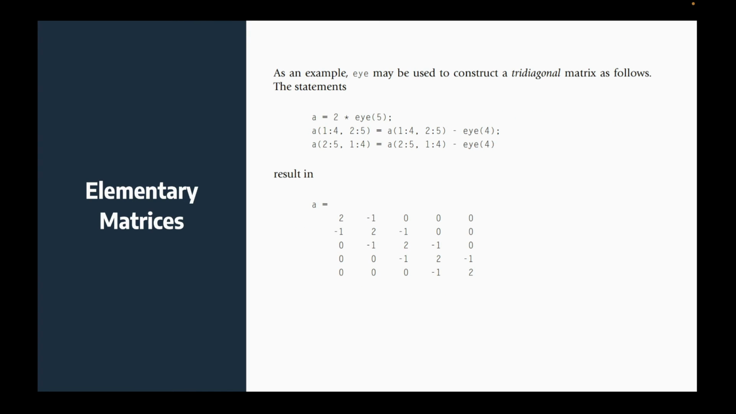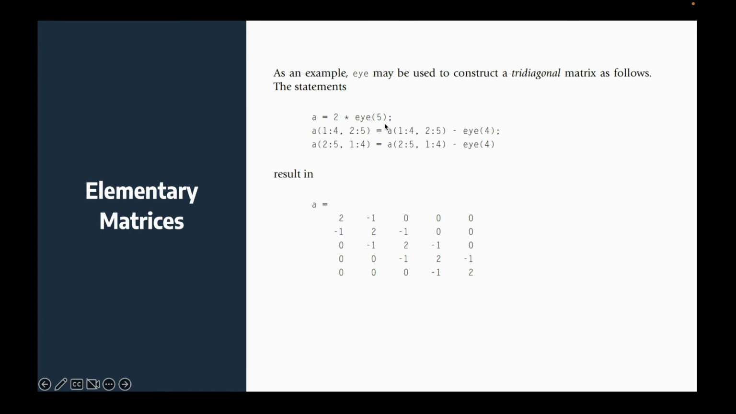Now let's have an example about this identity function that will construct a tridiagonal matrix using the statements here. A would equal 2 multiplied by I of 5, so 2 will be multiplied by the identity matrix of 5. Then you would say for A from 1 to 4, comma 2 to 5, that would equal A 1 to 4, 2 to 5 minus the identity of 4. And for A 2 to 5, 1 to 4 would equal A 2 to 5 and 1 to 4 minus the identity of 4. That's going to give you this result.